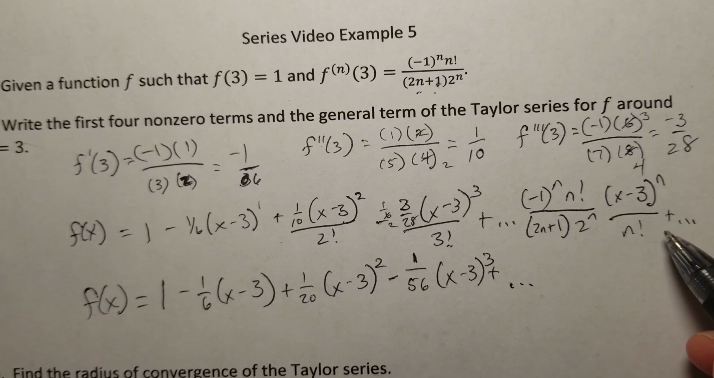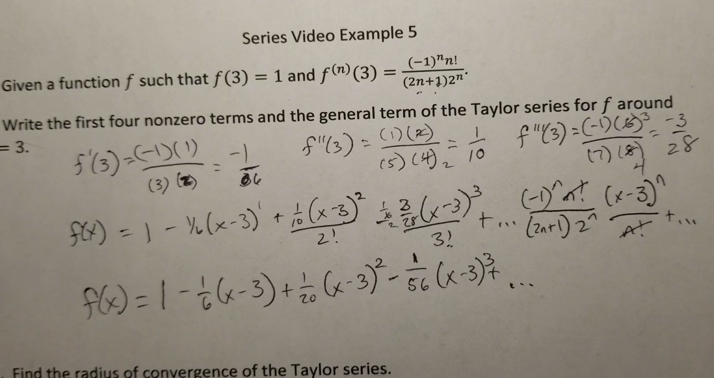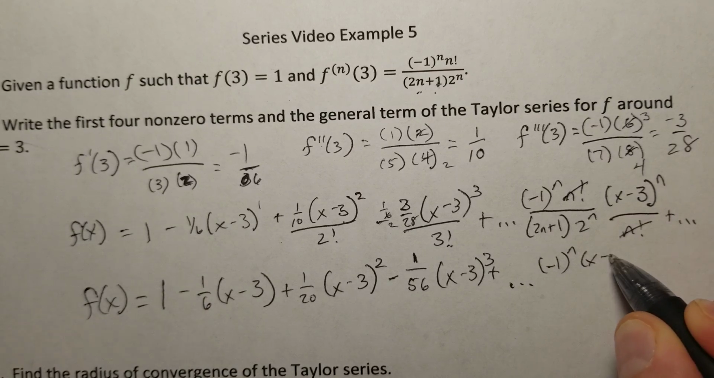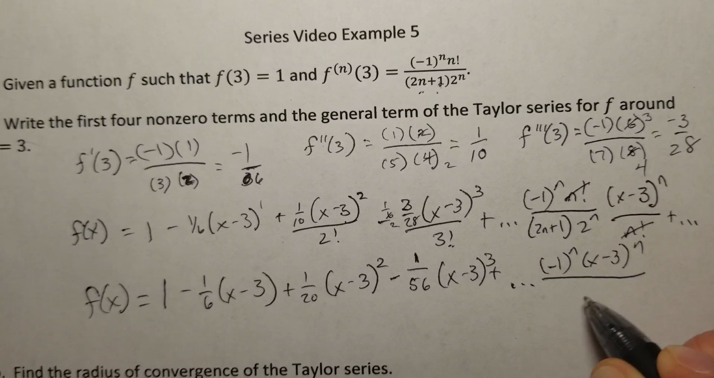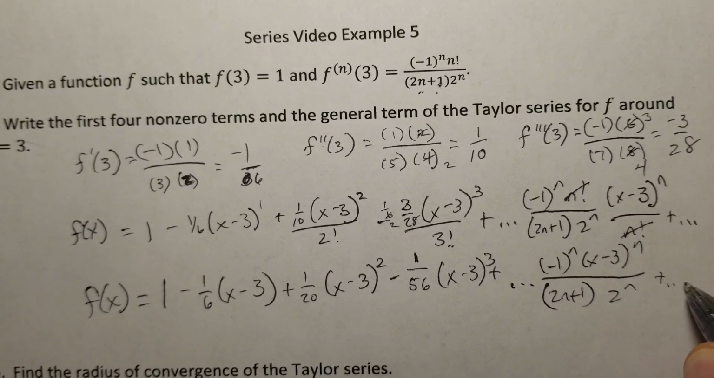And the only simplification that I see up here that's worth anything is n factorial divided by n factorial. So we'll end up with negative 1 to the n times x minus 3 to the n over 2n plus 1 times 2 to the n plus dot, dot, dot.